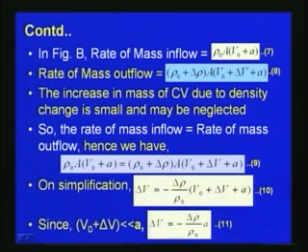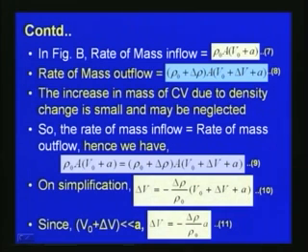So, we can write rho 0 into A into V 0 plus A is equal to rho 0 plus delta rho into A into V 0 plus delta V plus A, as in equation number 9. Here we can simplify this equation to get delta V is equal to minus delta rho by rho 0 into V 0 plus delta V plus A, as in equation number 10.